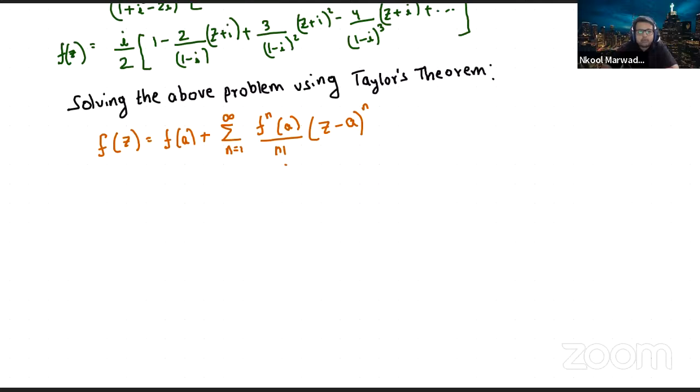So now the question which is given to us is f of z is equal to 1 upon (z plus 1) square. This is given to us, and we have to expand this function. Now we can find f dash of z.